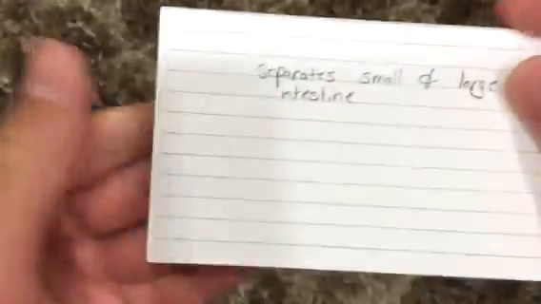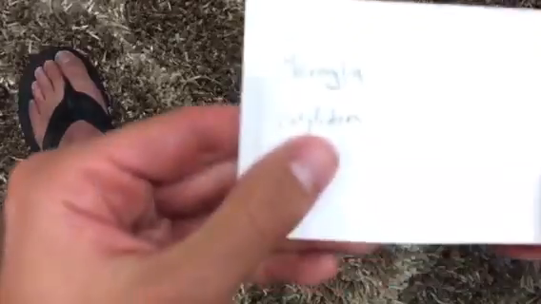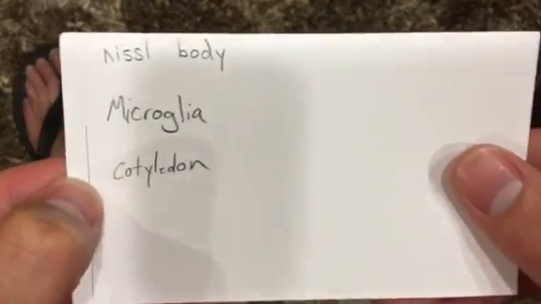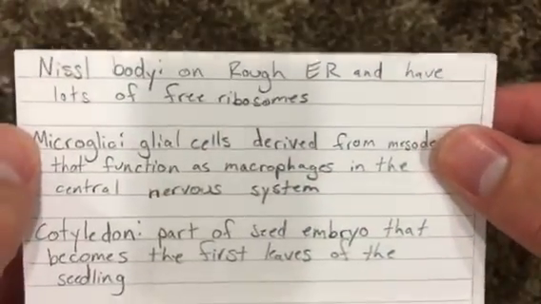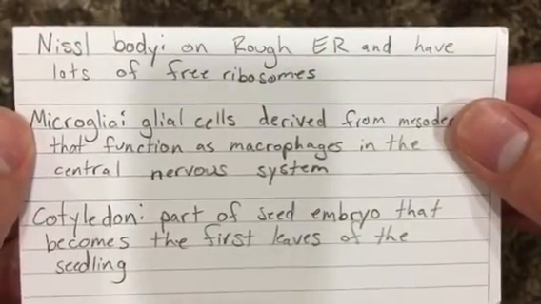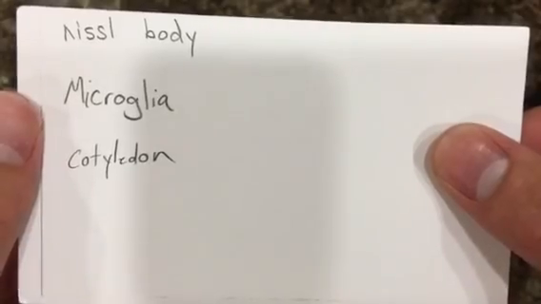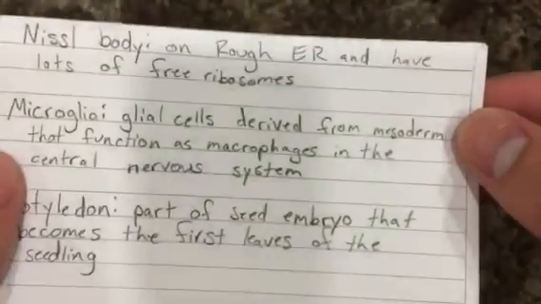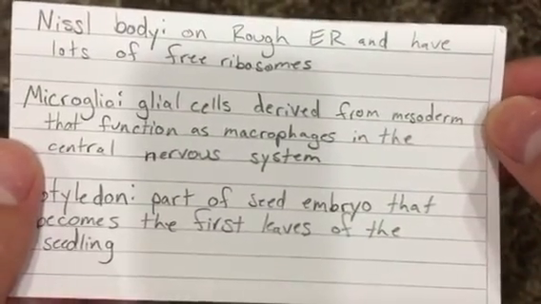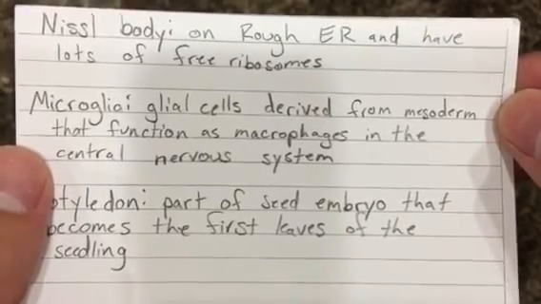Ileocecal valve. Separates small and large intestine. Nissl body. Nissl bodies are on rough ER and have lots of free ribosomes. Microglia, glial cells derived from mesoderm that function as macrophages in the central nervous system.